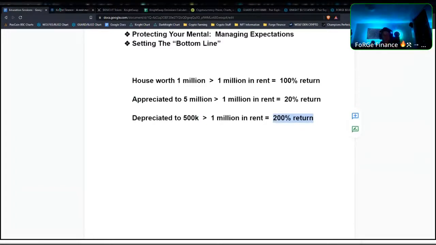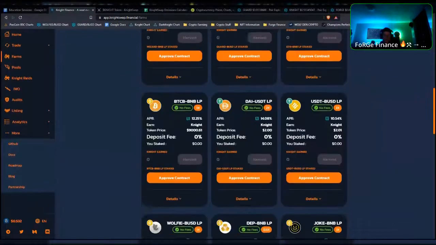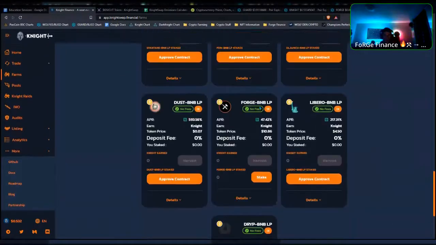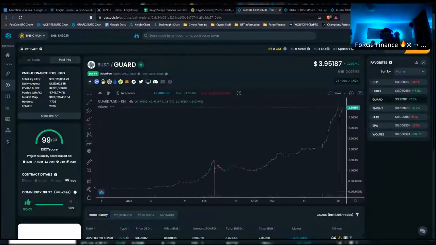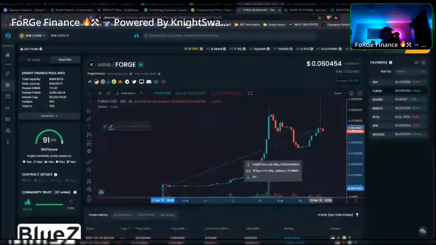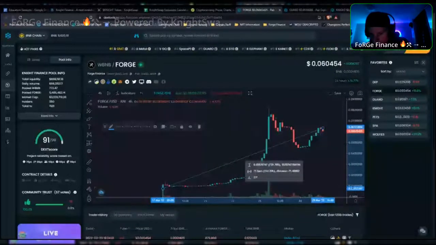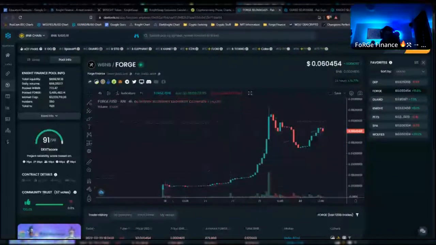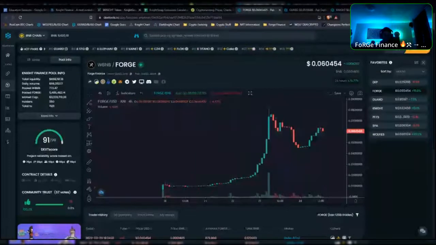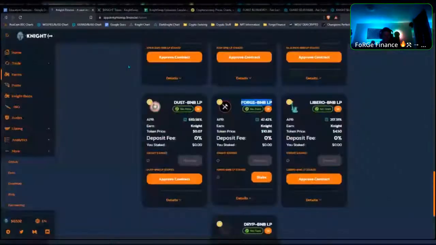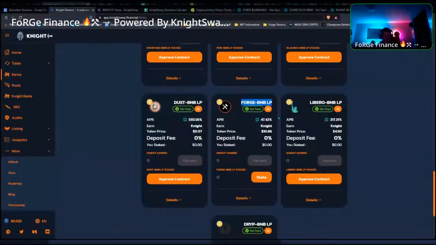This is the same thing we're talking about in our farm. The price of your house, your gold mine, has appreciated. The price of your gold mine has appreciated a lot, over 700% from where we are right now. So what does that do to the APR? It brings it down, right? This is why this is down so fast.